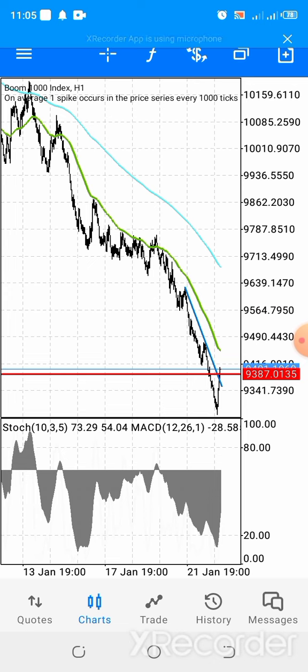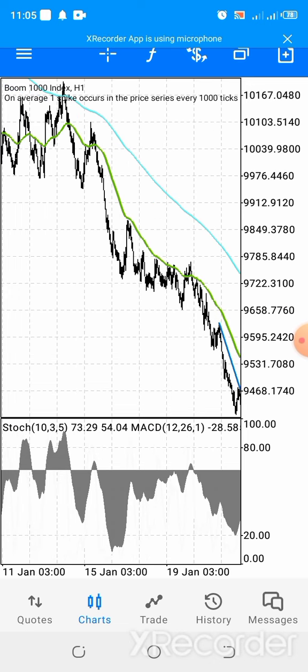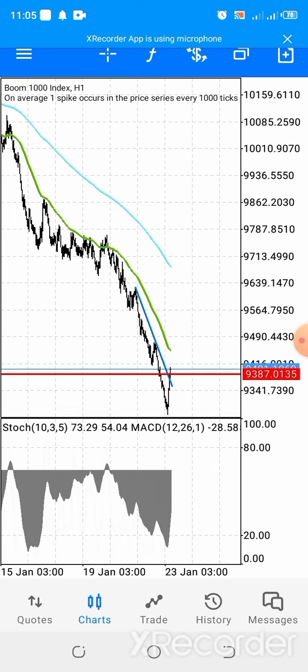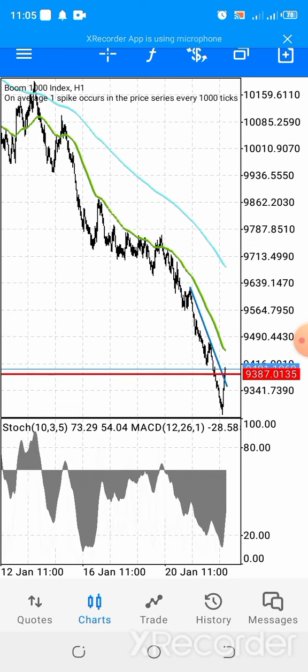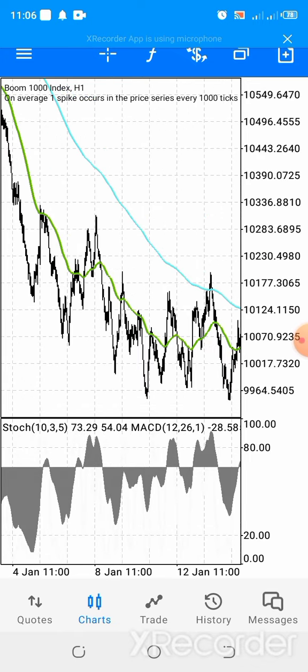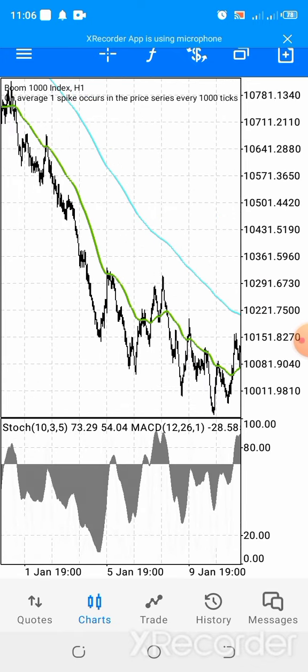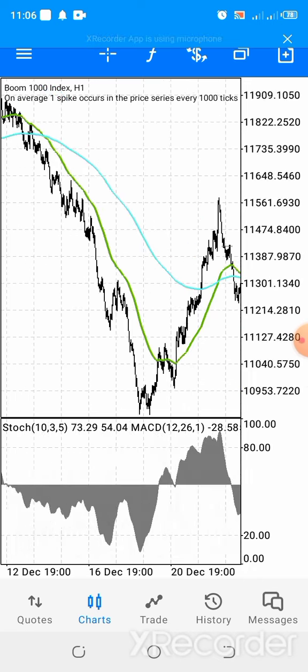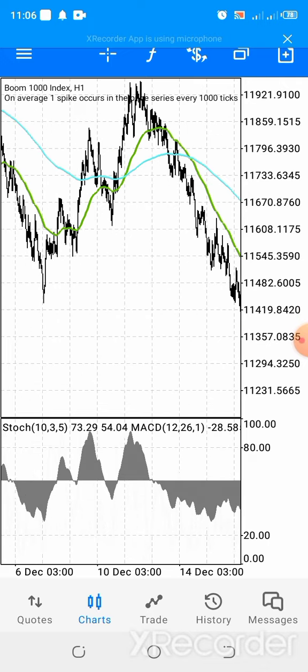So for the purpose of this video, so I don't keep it long, I want to just share an idea with you of what you can actually use to trade. And this is Boom 1000. You can use this on any trading platform. I'm going to show you this on deriv.com, if you're trading Boom, Crash, VIX 75, and all of that. It's the same rule.